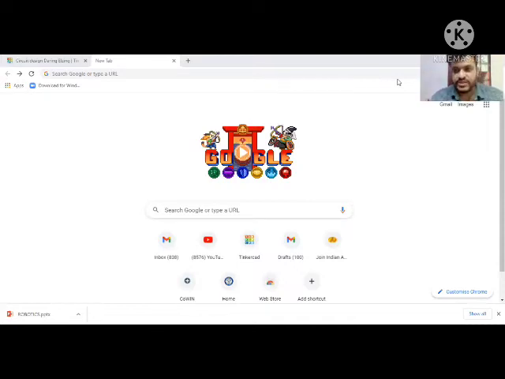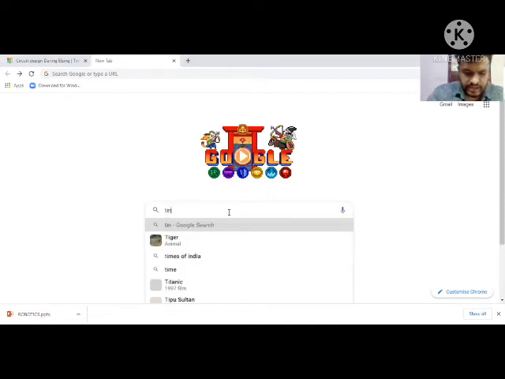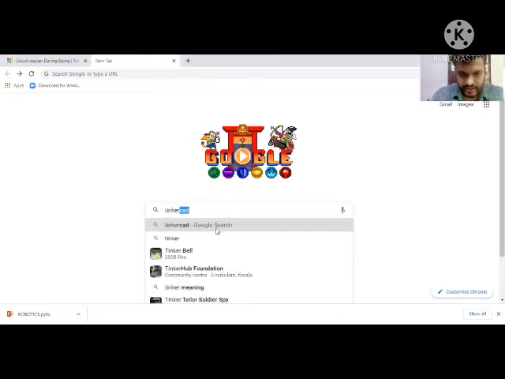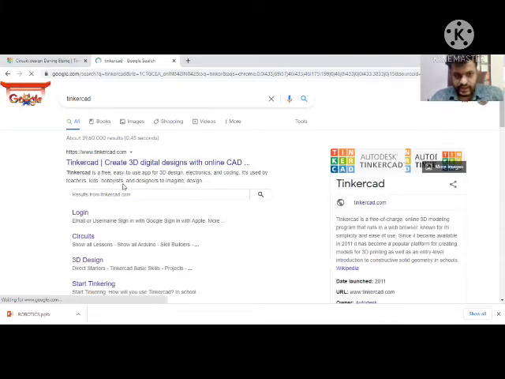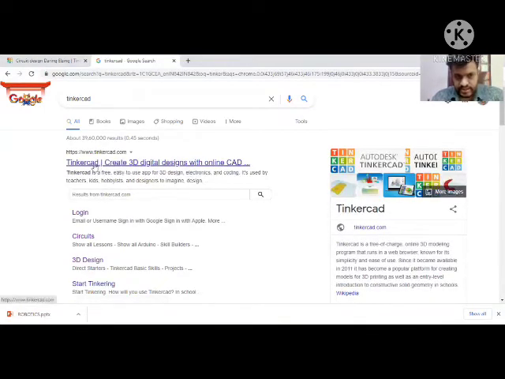Hello children. Now let us do some practical examples. First, you need to open Google in your browser. Then you need to type here ThinkerCAD. As you can see, this is ThinkerCAD. This site is known as ThinkerCAD, and you need to get into it and make an account on this website. Ask your parents to create an account for you. It is very simple.